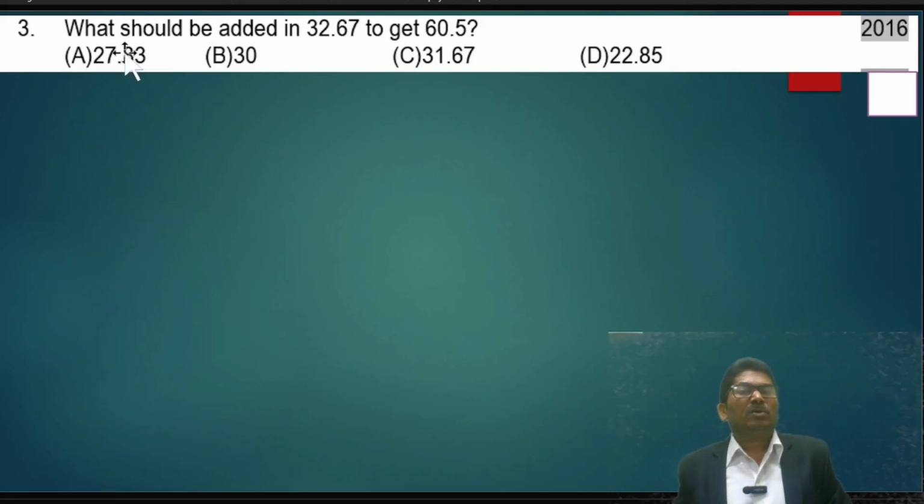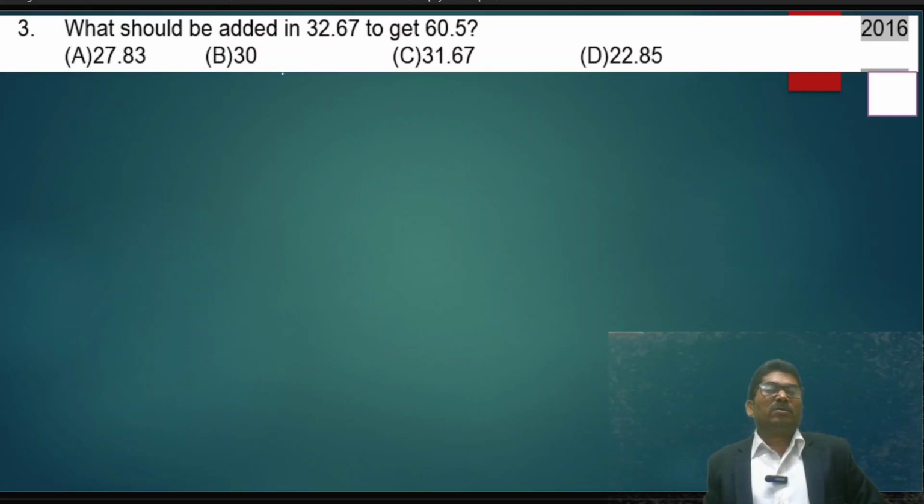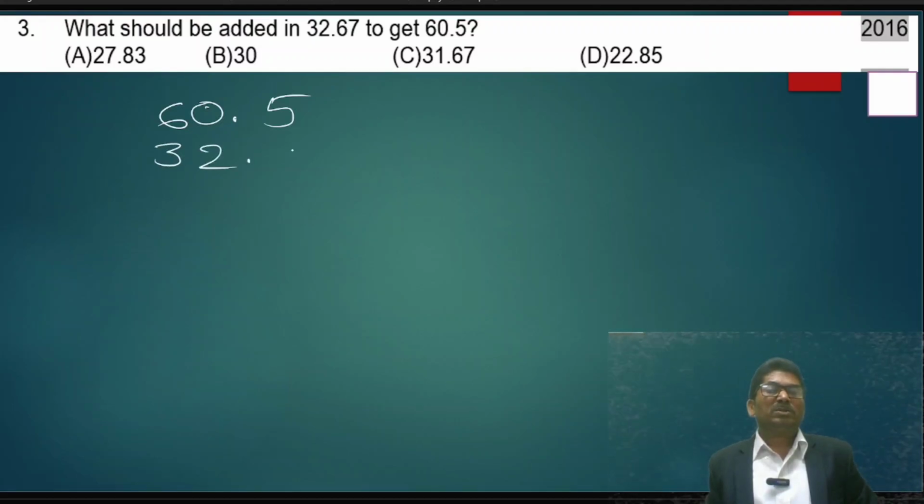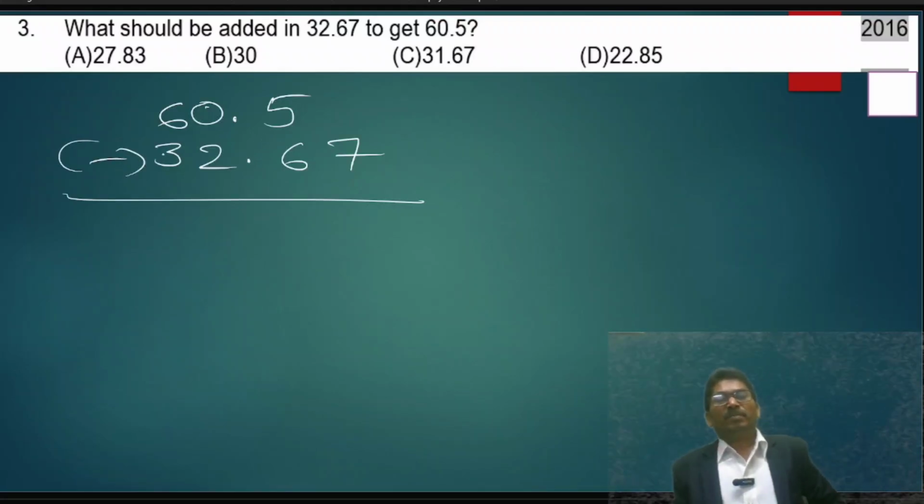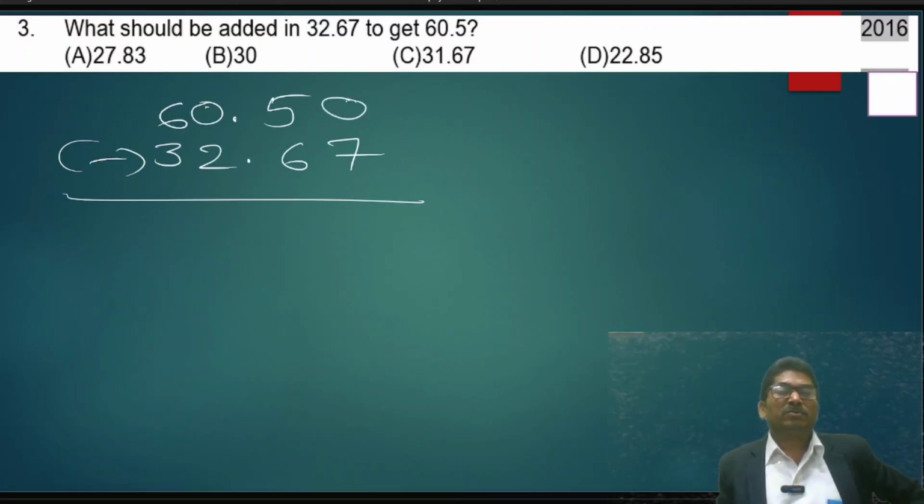Next question. What should be added to 32.67 to get 60.5? So to get what should be added, we have to subtract 32.67 from 60.5. While subtracting, we make the decimals like decimals. We have to make like decimals while subtracting.